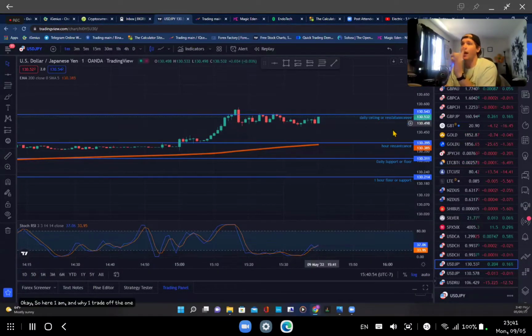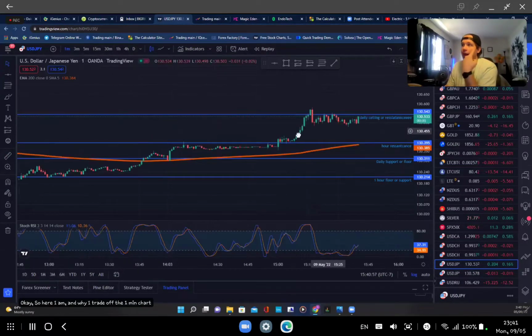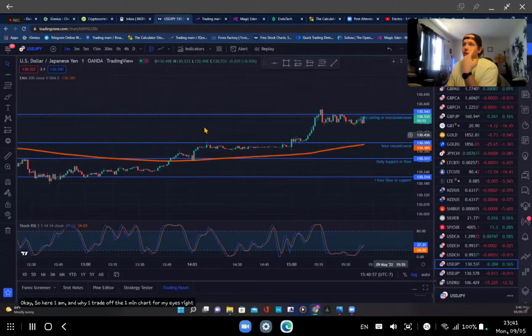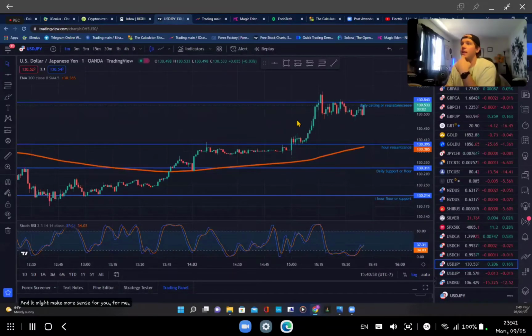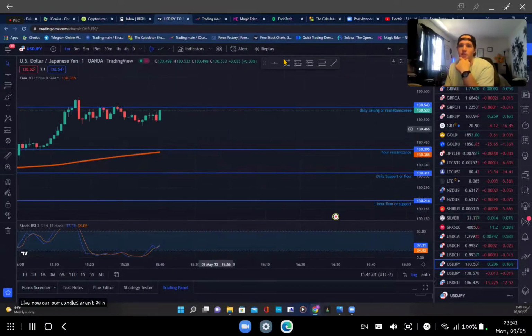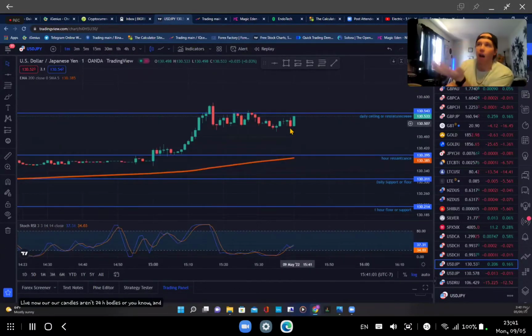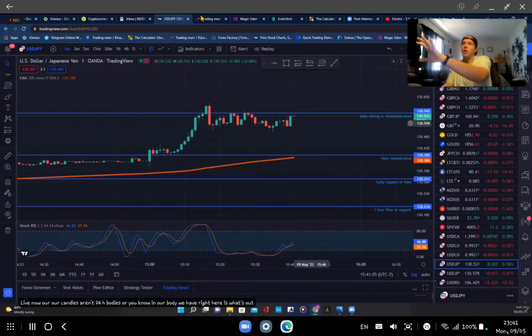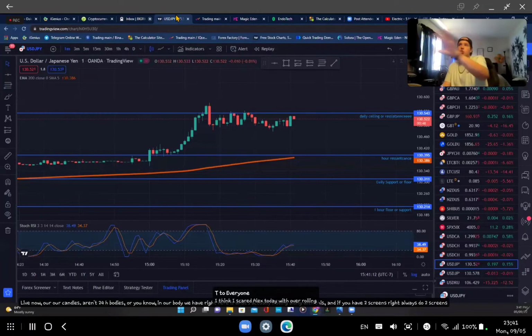So here I am and why I trade off the 1 minute chart for my eyes. It might make more sense for you. For me, this is more live. Now our candles aren't 24-hour bodies or an hour body. We have right here is what's actually moving along with this. And if you have two screens, always do two screens.